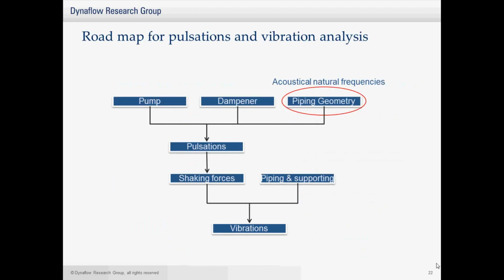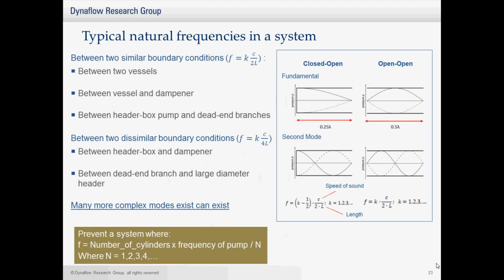So now that we've looked at the pump and the dampener, we can look at the piping geometry. And the piping geometry actually determines the natural frequency, and specifically the acoustical natural frequencies. So first let's go to the right. We'll discuss a little bit about the typical natural frequencies in a system. So for very simple systems, you can actually identify them yourself. So you have two different fundamentals: a closed-open and an open-open.